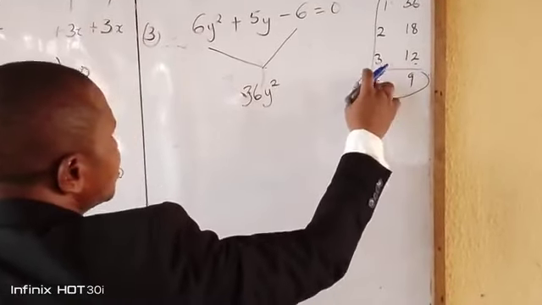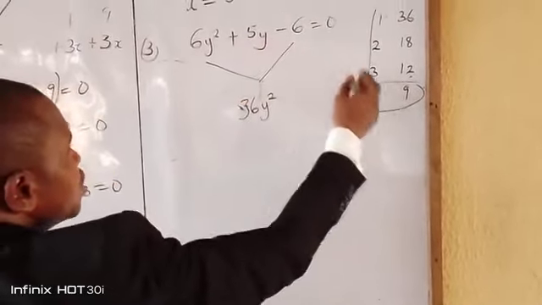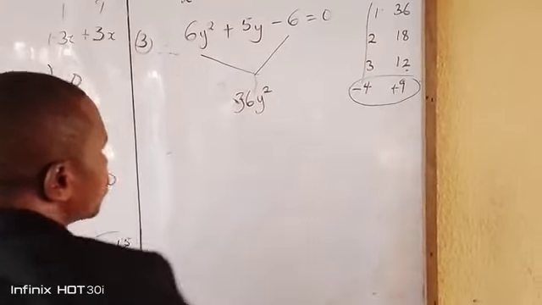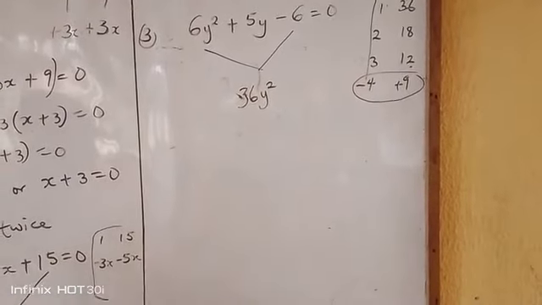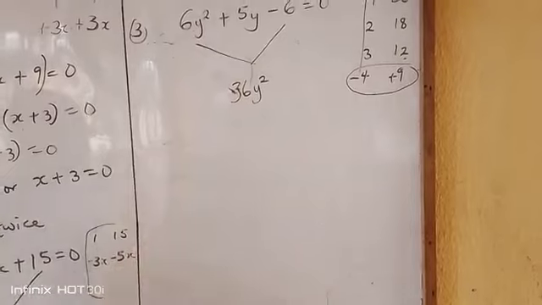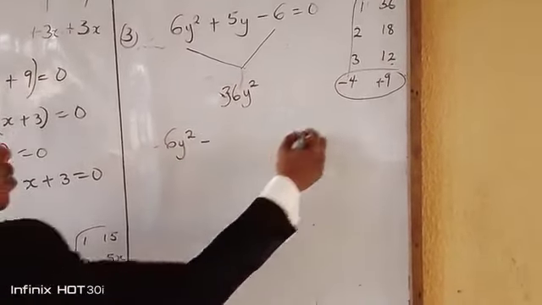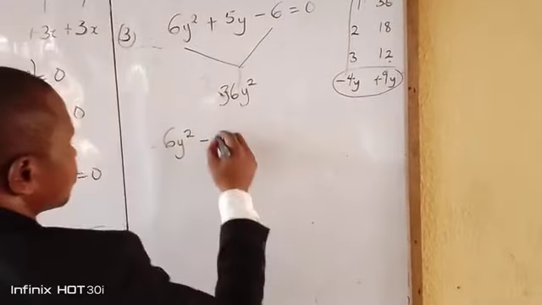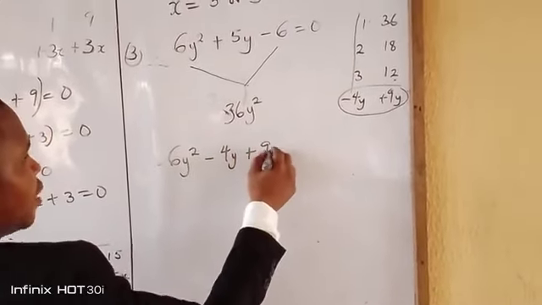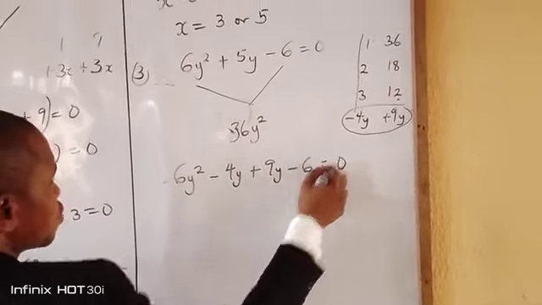So how will you relate this? You have plus 5 here, so this will now be minus 4 plus 9. That is the only way you can have plus 5. So you are going to have 6y squared minus 4y plus 9y minus 6 is equals to 0.